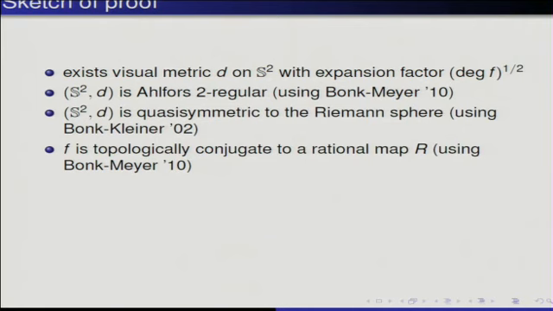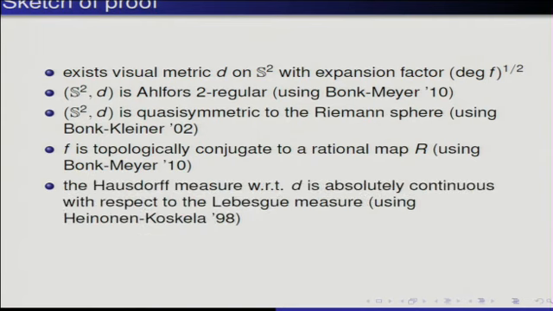And now our rational map also has a visual metric, I'll still call it D, with the expansion factor square root of degree F. And also our rational map is Ahlfors 2-regular with the induced metric. And also our rational map R, its induced metric is quasi-symmetric to the Riemann sphere.